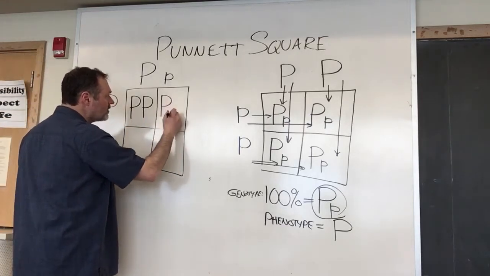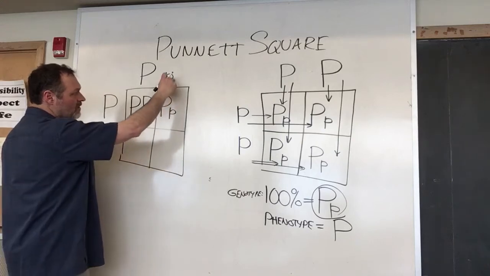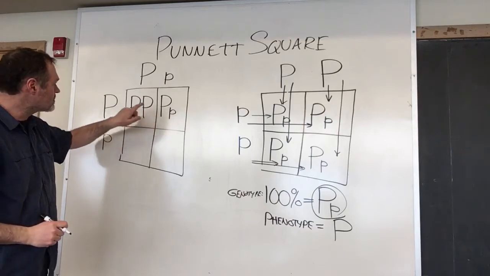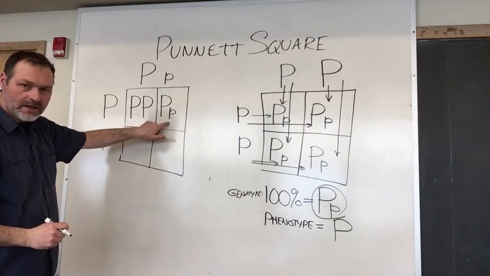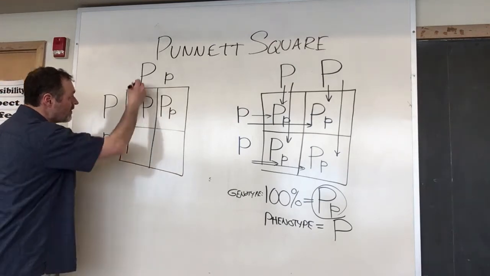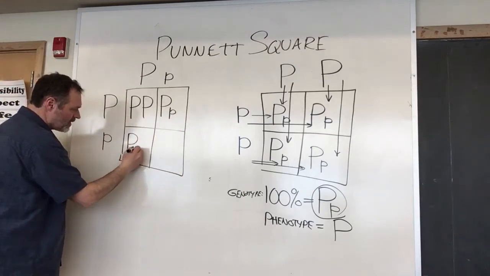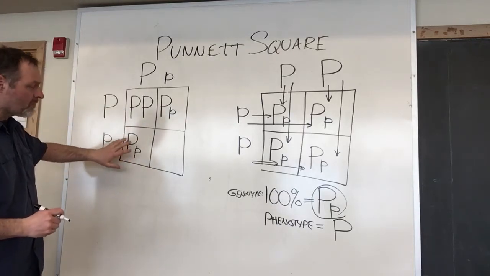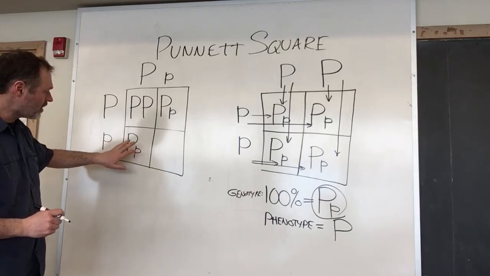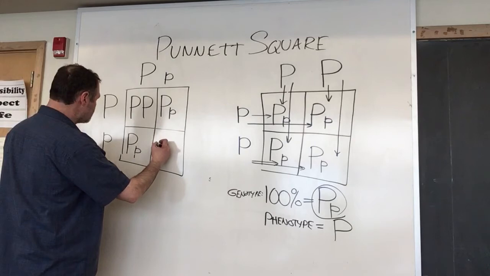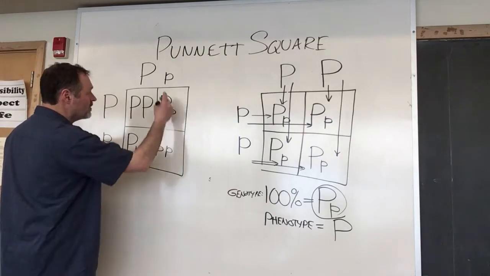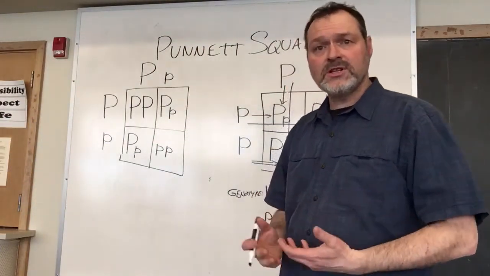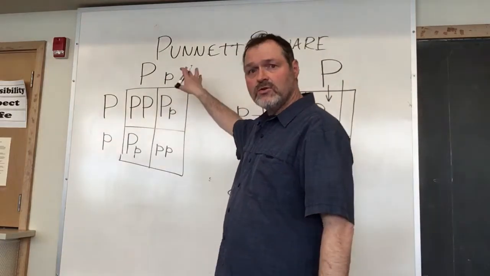In this square, you have the uppercase from here and the lowercase from here. We wrote the uppercase first because that's just the rule of using Punnett squares. So uppercase, lowercase. This square, we're going to have the uppercase from up there and the lowercase from over here. Uppercase, lowercase. So we have another heterozygous or hybrid chance there. And here we have the two lowercases. Lowercase, lowercase. So this Punnett square yields really different results when we cross two hybrid plants.